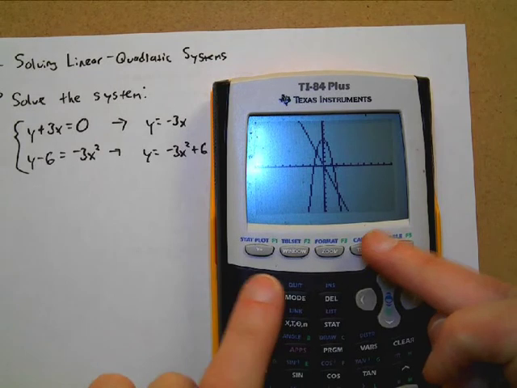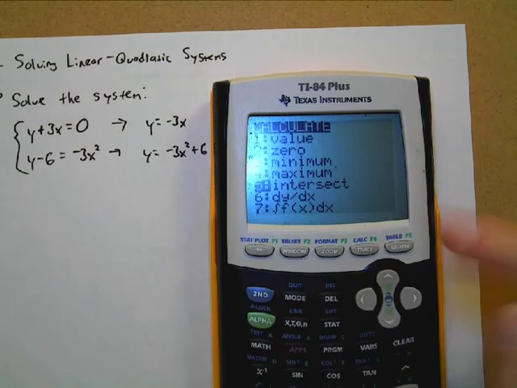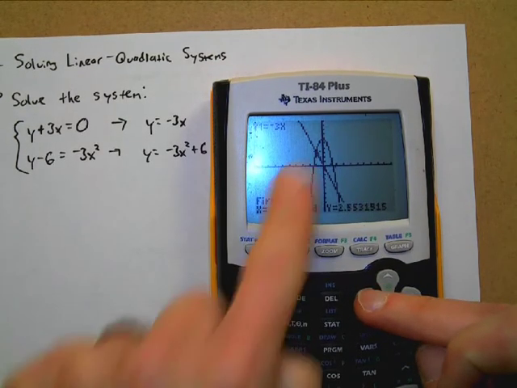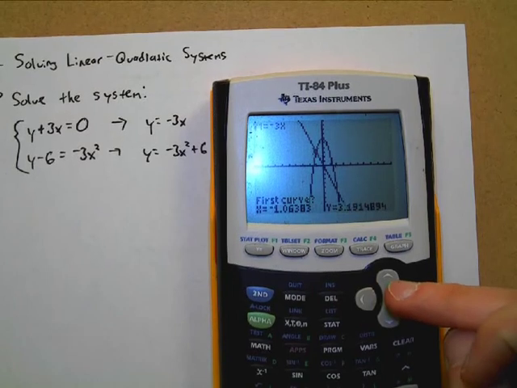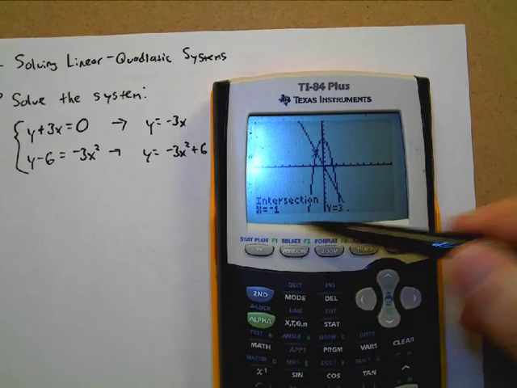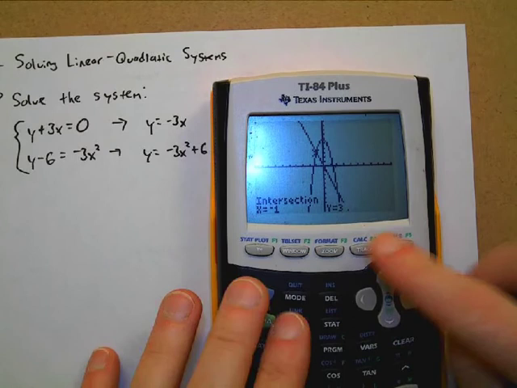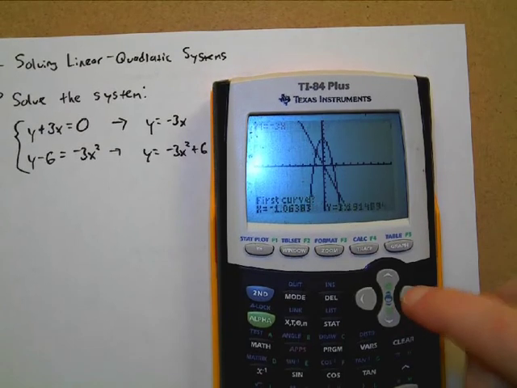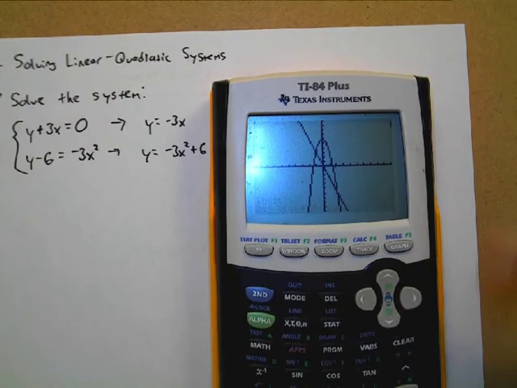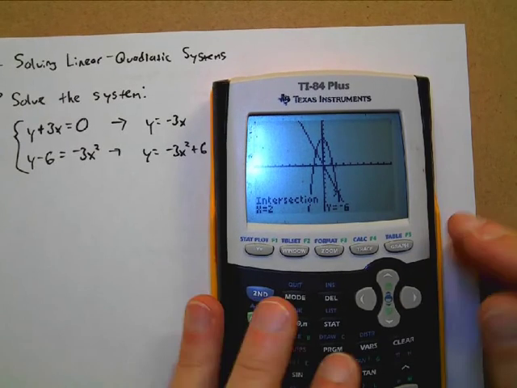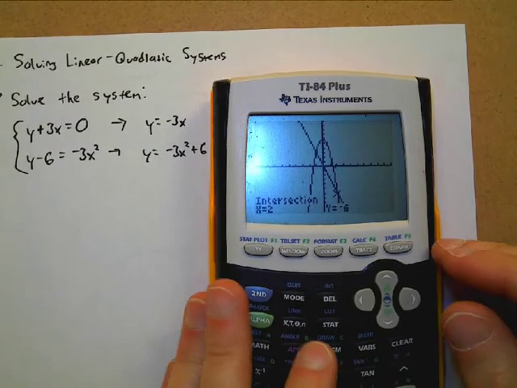And so to find these points of intersection, just press second trace and go down to the intersect command. Move your cursor close to one of the points of intersection and just hit enter, enter, enter. And there's our one point, negative 1, 3. And then same thing, intersect command, arrow down, arrow to the right to the other point of intersection, enter, enter, enter, and voila, that is the other solution there.